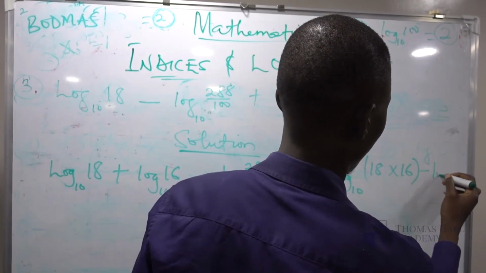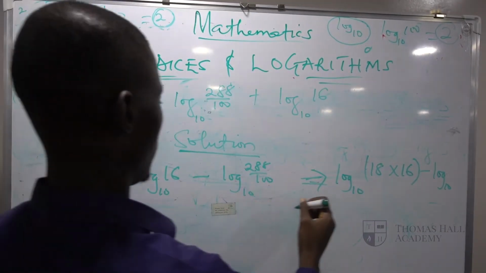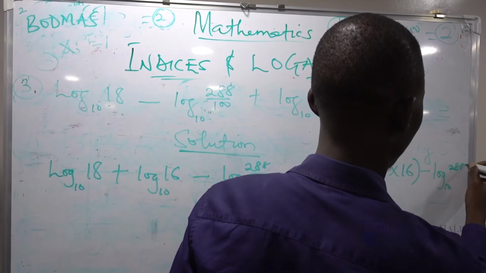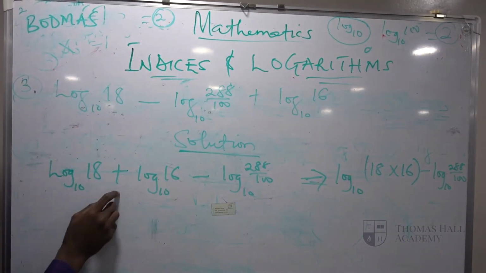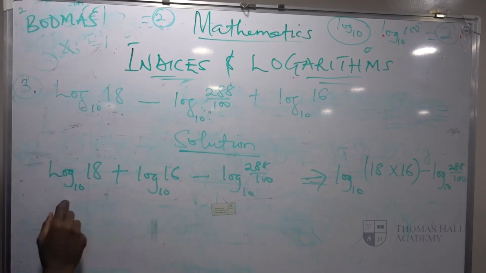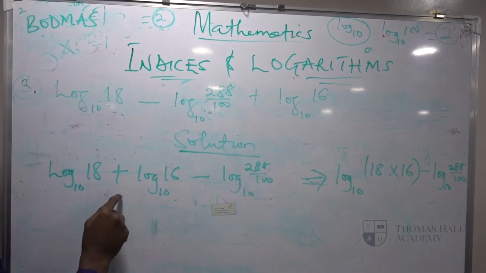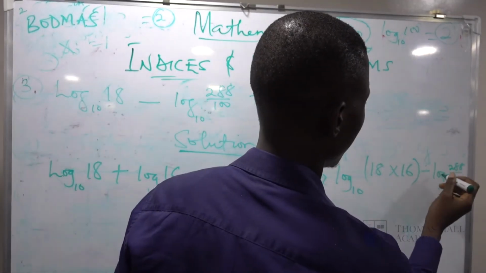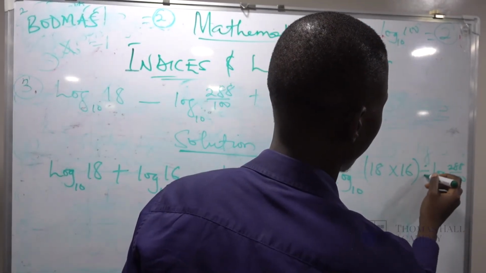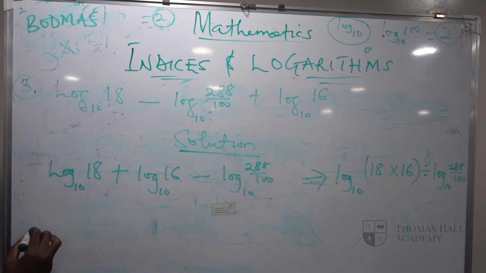Minus log 10, 288 all over 100. Log 18 plus log 16. The two logs have log 10, log 10, 18 times 16 because of the plus sign. Then we have minus. The minus now becomes divide. Divided by log 288 all over 100, base 10.